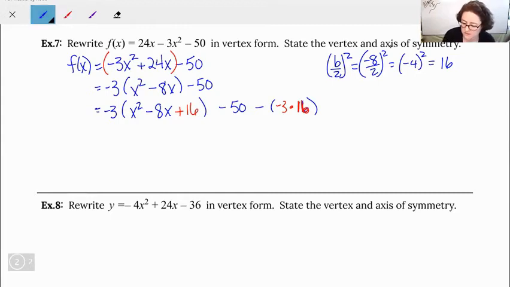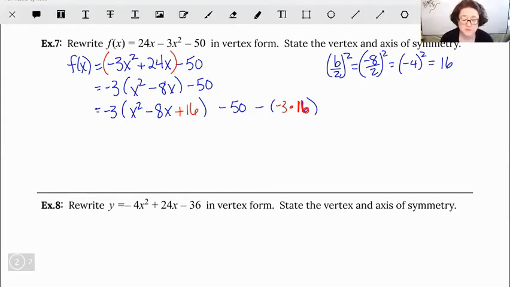Alrighty. So we're pretty much just simplifying from here on out. And this -4 tells me exactly how I'm going to factor. -3 x minus 4 all squared. Okay, then I need to simplify. Well, negative 3 times 16, what does that come out to? So that gives us a negative 48.